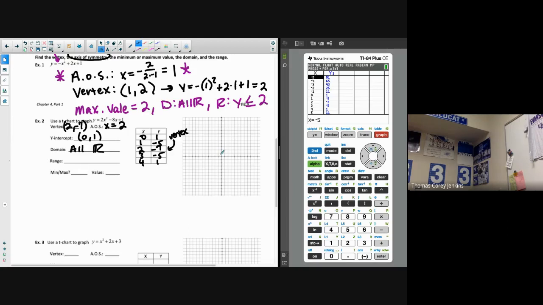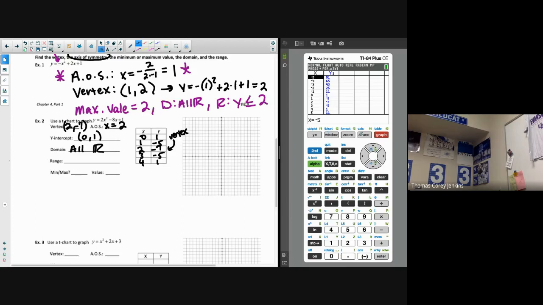So 2, -7. Right there. And then looks like 1, -5. 3, -5. And then we have 0 goes to 1. And 4 goes to 1. Let those all pop up here in a second. Give it just a second to catch up here.